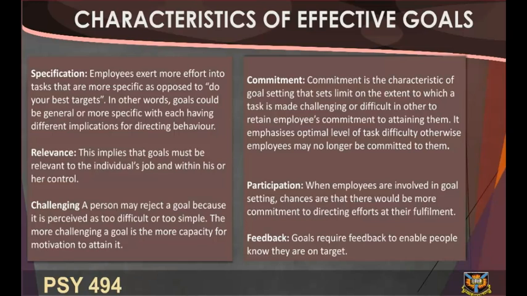Challenging. A person may reject a goal because it is perceived as too difficult or too simple. The more challenging a goal is, the more capacity for motivation to attain it. Commitment. Commitment is the characteristic of goal setting that sets limits on the extent to which a task is made challenging or difficult in order to retain employees' commitment to attaining them. It emphasizes optimal level of task difficulty, otherwise employees may no longer be committed to them.